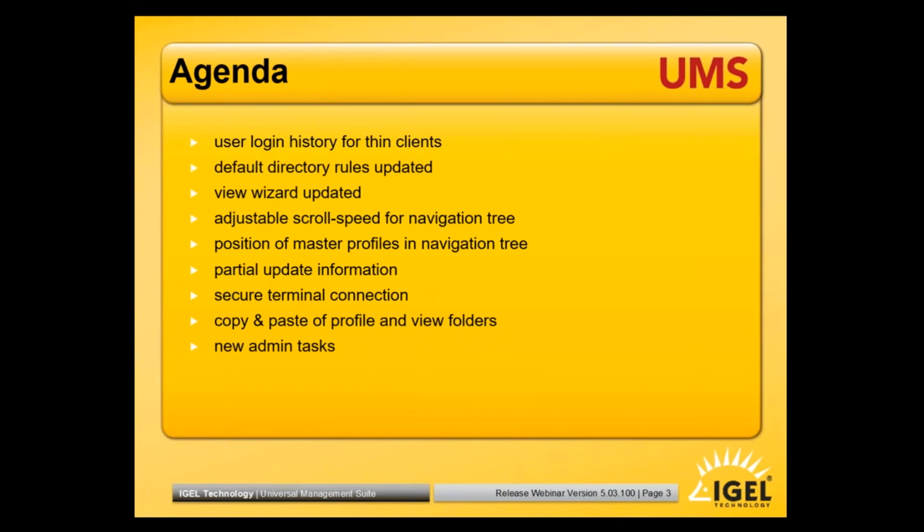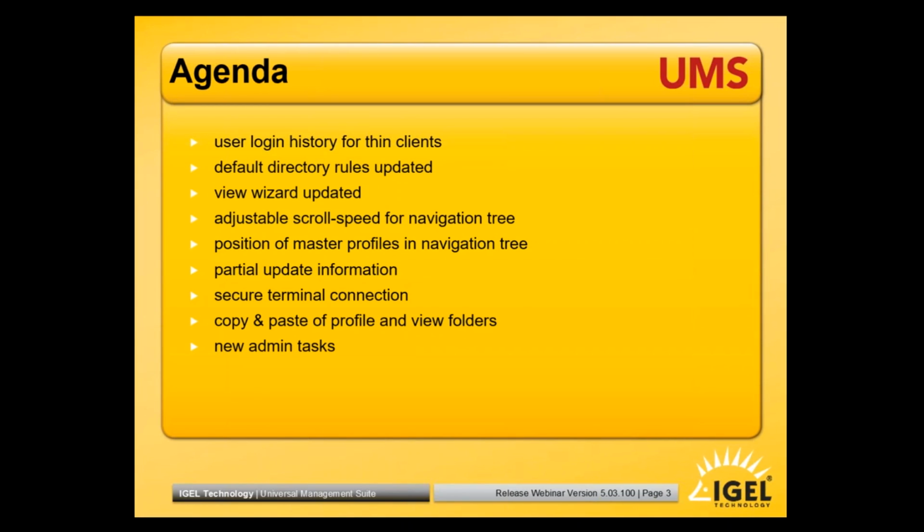Here is the agenda of the things I will talk to you about today. The new features and functions of the Universal Management Suite 53100. First of all, the user login history for thin clients has been updated with some new functions. I will talk about it a little bit later. Then there are some new functionalities in the view and in the default directory sections. It's possible to adjust the scroll speed for the navigation tree. Then a new position of the master profiles entry in the navigation tree.